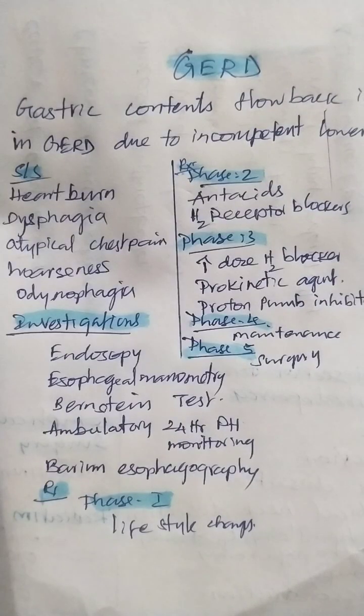Complications: number 1, esophageal stricture formation. Number 2, ulceration of the esophagus with or without fistula formation. Number 3, aspiration, which may be complicated by pneumonia. Number 4, development of Barrett's esophagus, that is presence of columnar epithelium above the gastroesophageal junction, associated with adenocarcinoma of the esophagus.